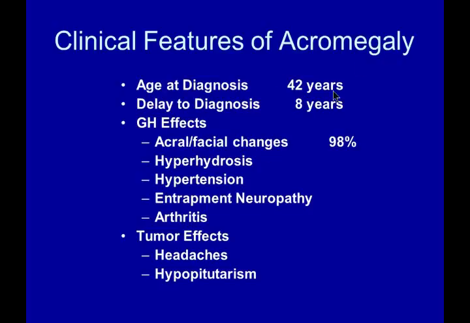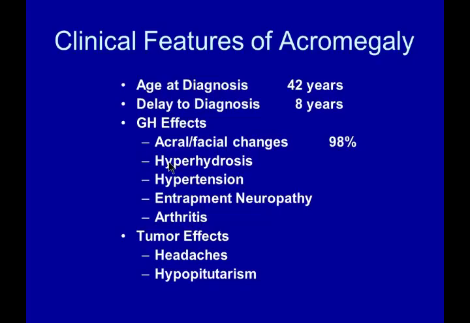So acromegaly, the usual age of diagnosis is around 42, as opposed to gigantism, which has to start much, much earlier in order to get height. It's usually a subtle disease, and there's a long delay in diagnosis. You see the acral features, which of course is how we diagnose this.